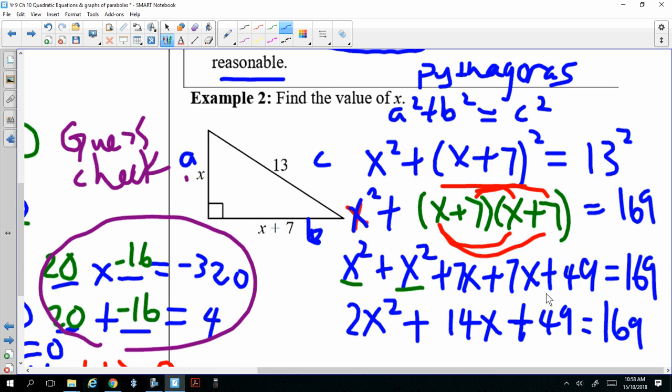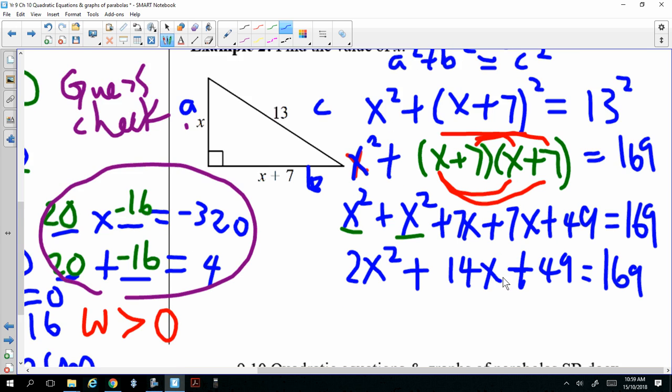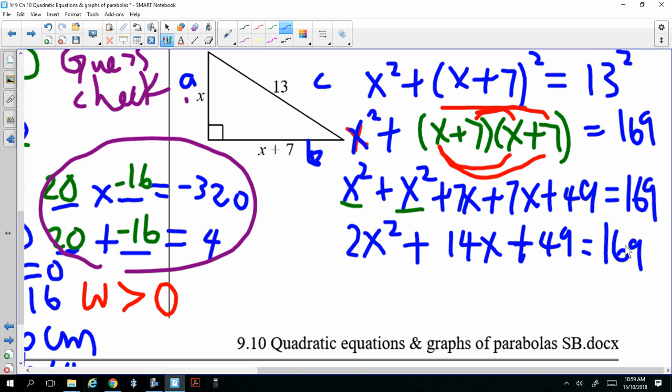Okay, so when we get an equation, you got to expand it and simplify it, put it into standard form. We're not in standard form yet. We still have to get rid of the 169. So how do I do that? Minus 169 on both sides. Get it? So you get 2x squared. Hopefully your writing is smaller than mine. You have enough space. So what do we have? What's 49 minus 169? Negative 120, isn't it?